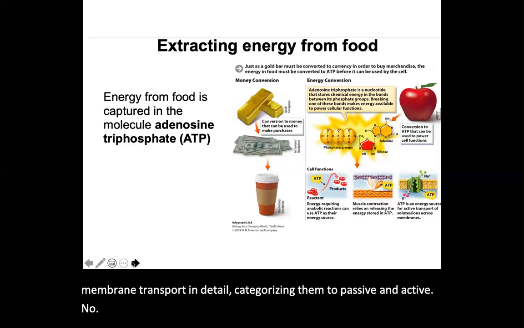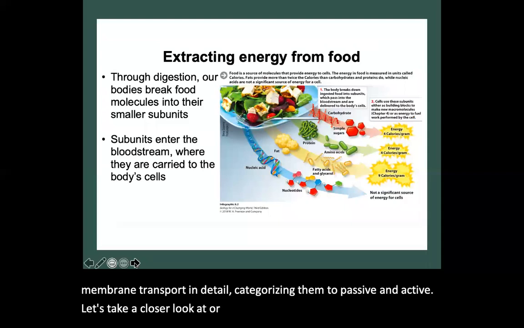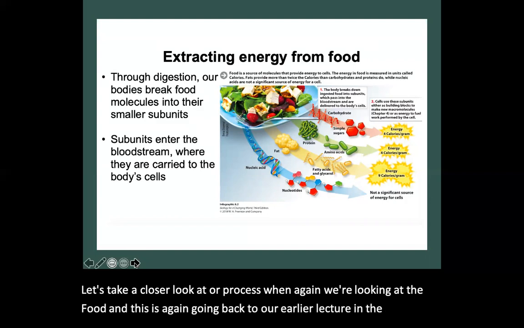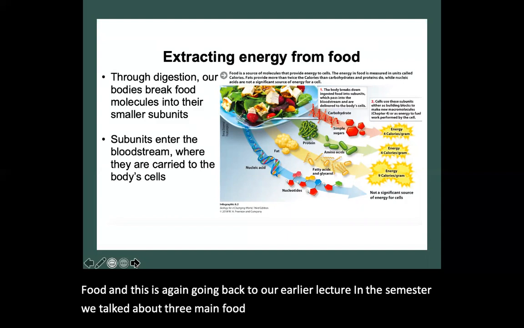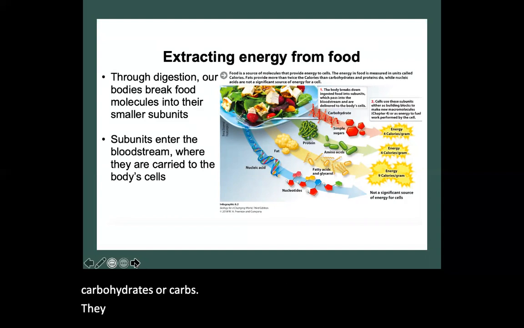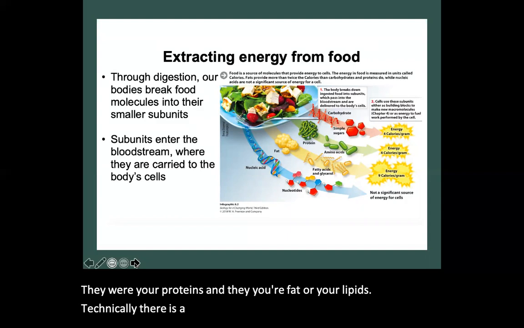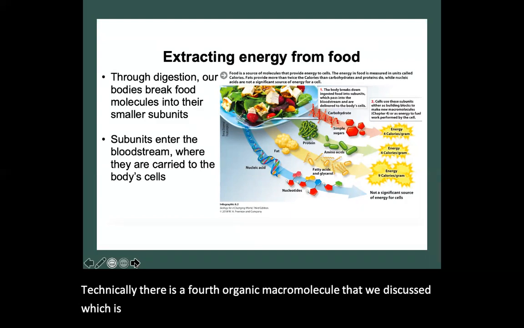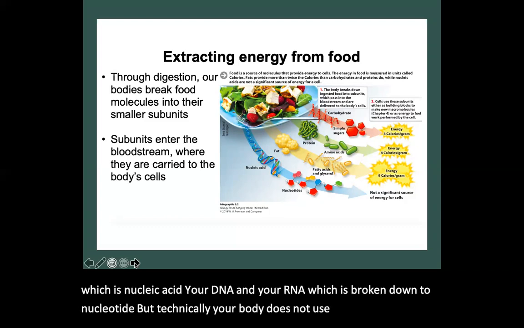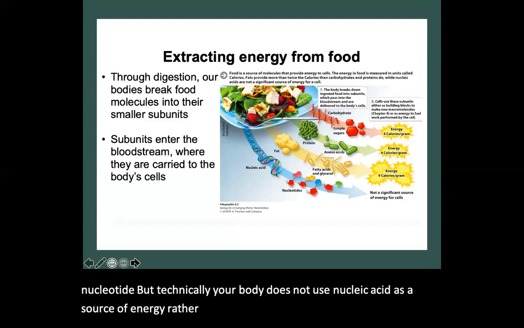Now, let's take a closer look at our process. When we're looking at the food, and this is going back to our earlier lecture in the semester, we talked about three main food groups. These groups were your carbohydrates or carbs, your proteins, and your fats or lipids. Technically, there is a fourth organic macromolecule that we discussed, which is nucleic acid, your DNA and your RNA, which is broken down to nucleotides. But technically, your body does not use nucleic acid as a source of energy. Rather, it uses it as a way to store genetic information for later generations.